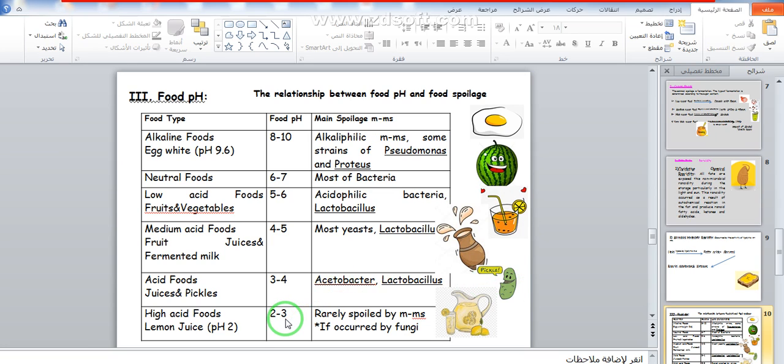Foods with high acidity of 2 to 3 pH, like lemon juice, which has a pH value of 2, are rarely spoiled, and if spoilage occurs it is by fungi. So the high acid juice with 2 to 3 pH is rarely spoiled, and if it occurs, it is by fungi, not by bacteria. So this table showed us how food pH affects microbial spoilage and the type of microorganism which can spoil such food.